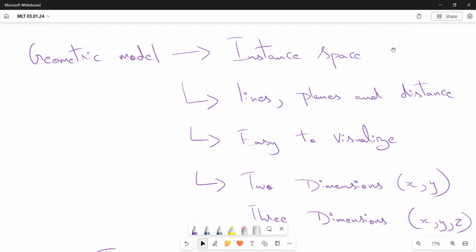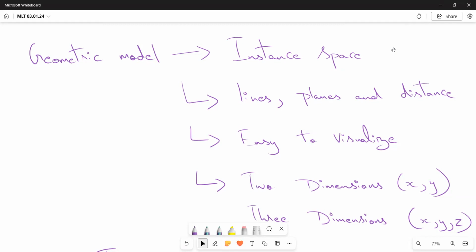Okay, I'll repeat it for you again. The first one is by using the geometry of the instance space. The second one is by using a logical expression. And the third one is by using probability to classify the instance space. So for this session, we're going to learn about the geometric model. When I say geometric model, there are certain keywords, and that is how we are going to learn this.